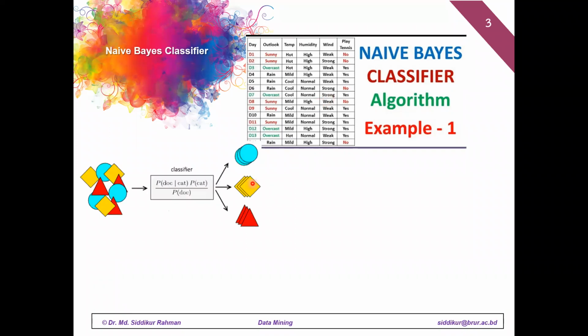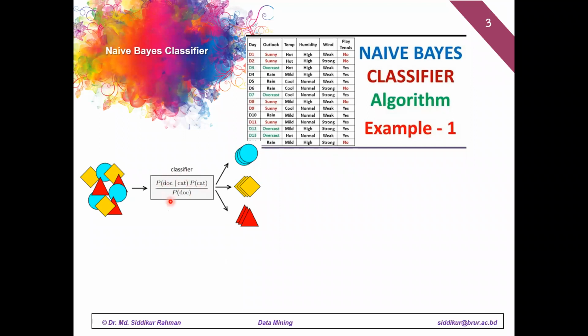And you can see there are three colors here: red, yellow, and, what is the name of this color? Sky blue, right? So three colors are here. If you want to classify, maybe you can use probability.